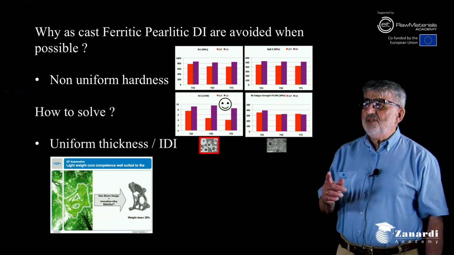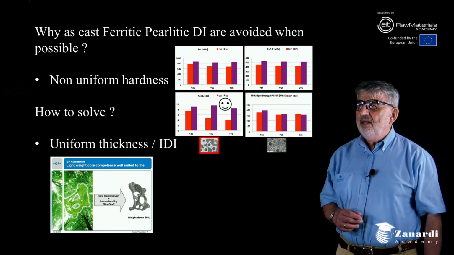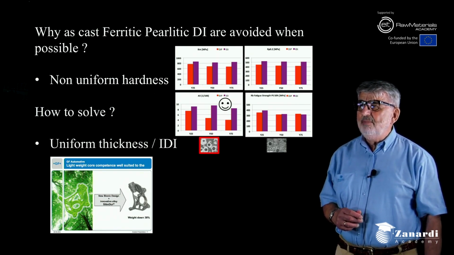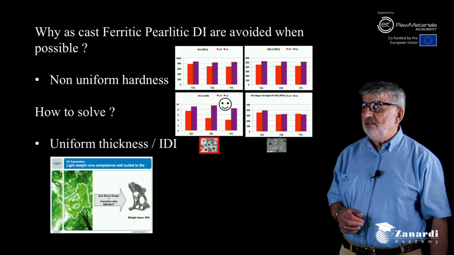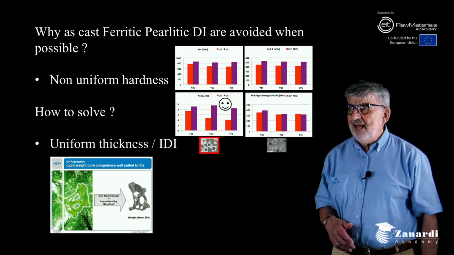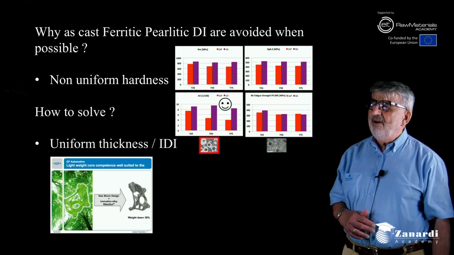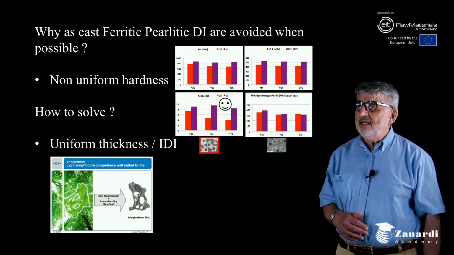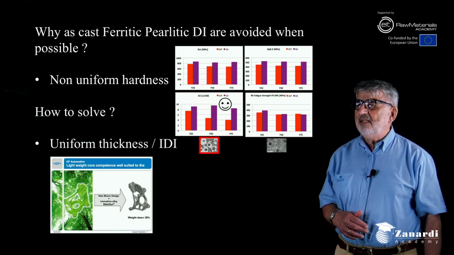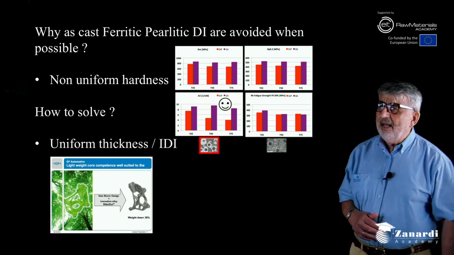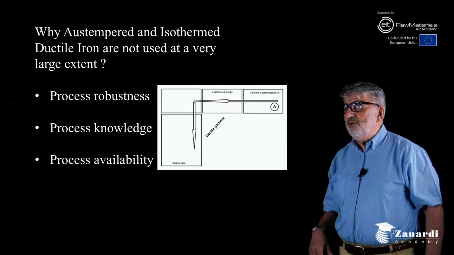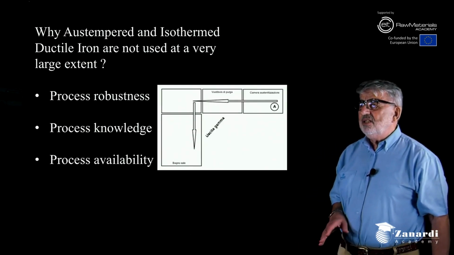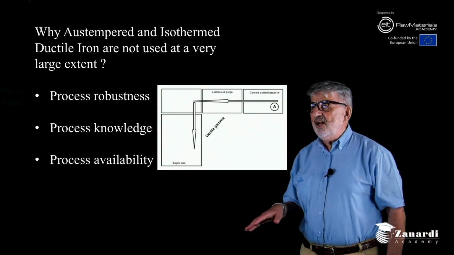millimeters. As you see in the graph, the red bars represent the as-cast structure with the pearlitizers addition, and the violet one represents the IDI, the isothermal ductile iron, obtained by heat treatment. Why are austempered and isothermal ductile iron not used to a very large extent?